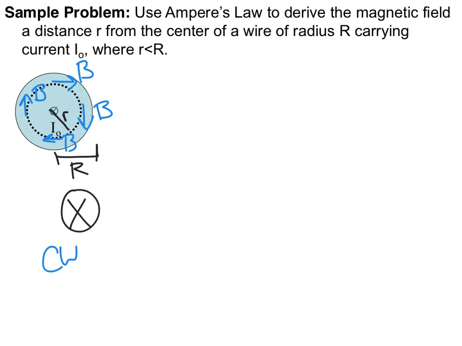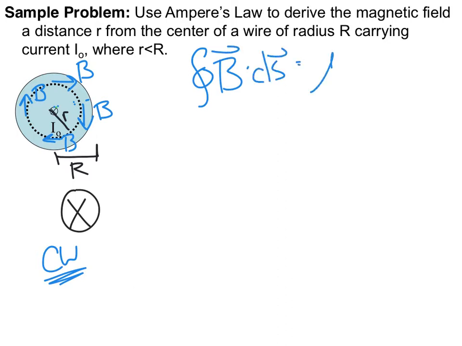Remember, our magnetic field lines are always going to be continuous loops, and here they're going to be continuous clockwise loops around this current carrying wire. Our goal here is to figure out how the magnetic field varies as we move outward, but are still inside the wire. We're still going to use Ampere's law. The integral around a closed surface of B dotted with ds is equal to mu naught times our current enclosed.